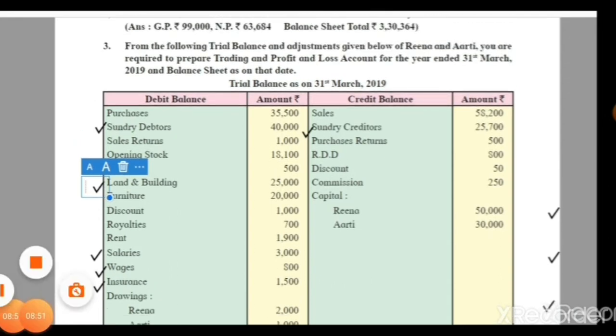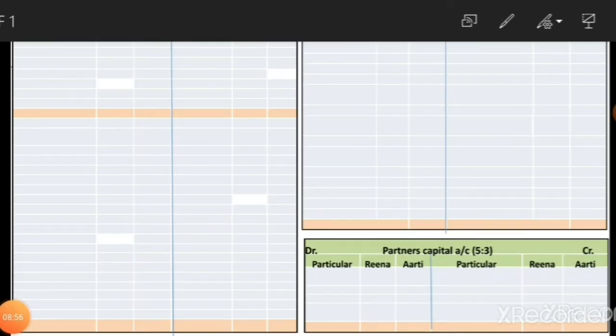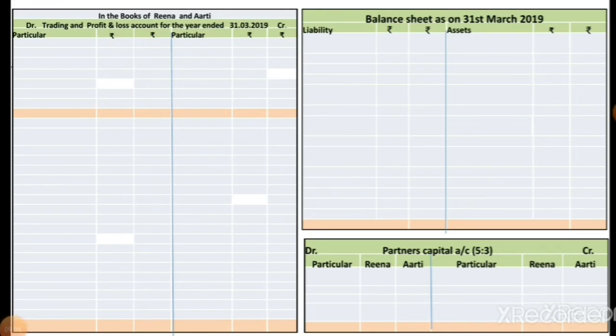Now we solve these problems step by step in the next slides. Now we start to solve problem number 3 of the partnership final account. This is the format of the final account which is in front of you. Starting in the books of Reena and Aarti, we frame the two accounts, trading and profit and loss account, for the year ended 31st March 2019.